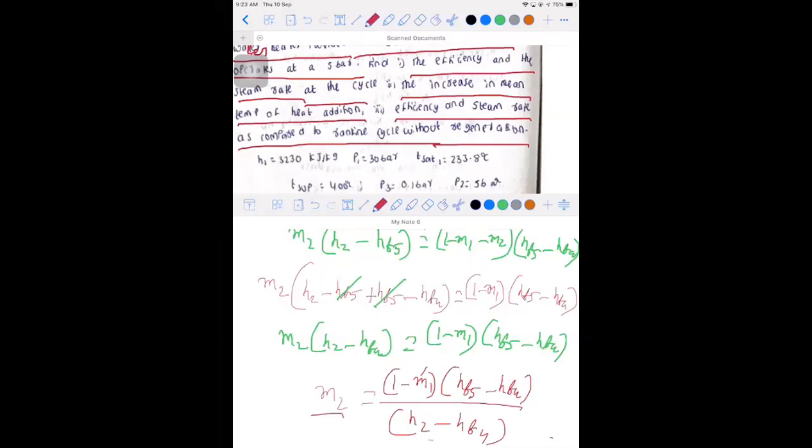So this is to be done in two cases. The case one is with regeneration with a single heater at 5 bar, and the second one is without regeneration. Then you are able to know the difference in the efficiency, the specific steam consumption, and the mean temperature at which heat is added. All these things will give a clear idea, and we'll get the concept by solving the problem.